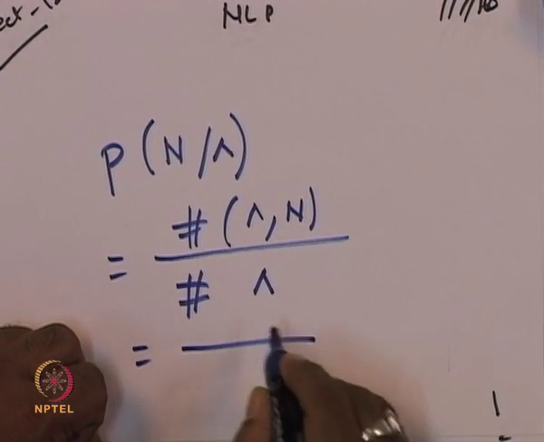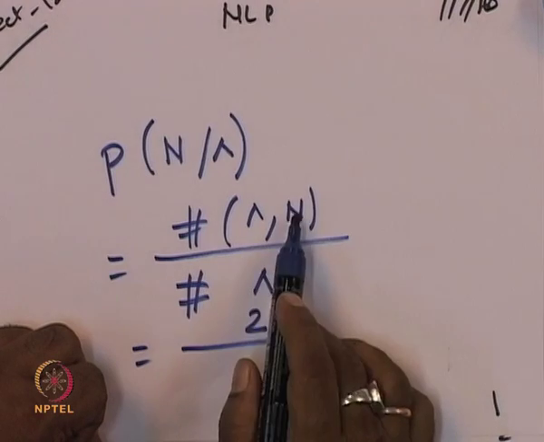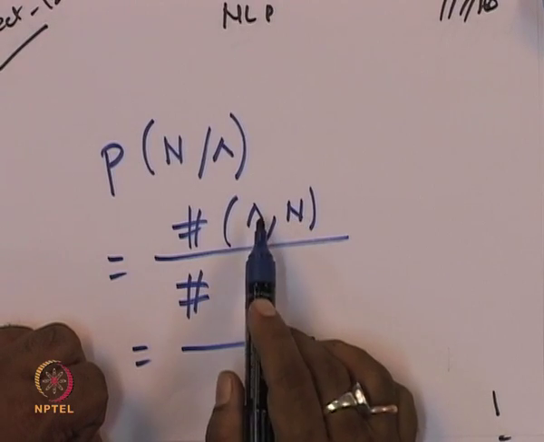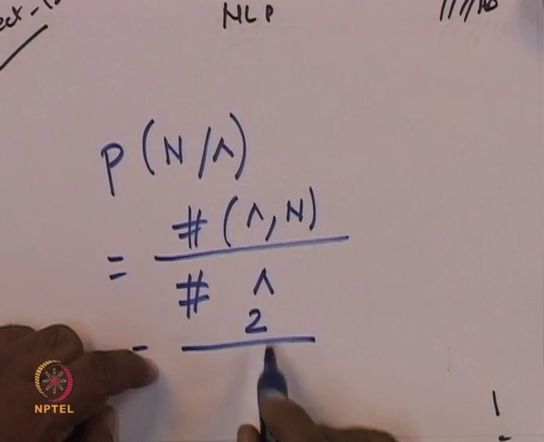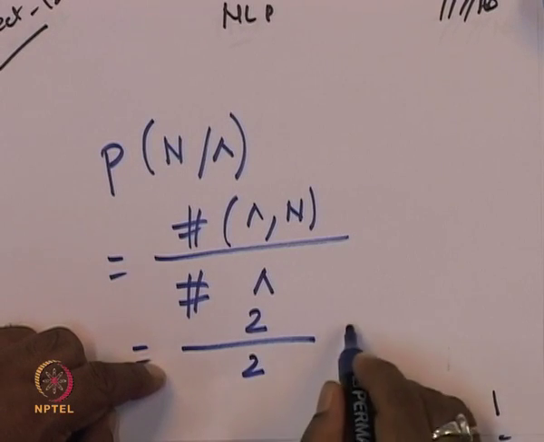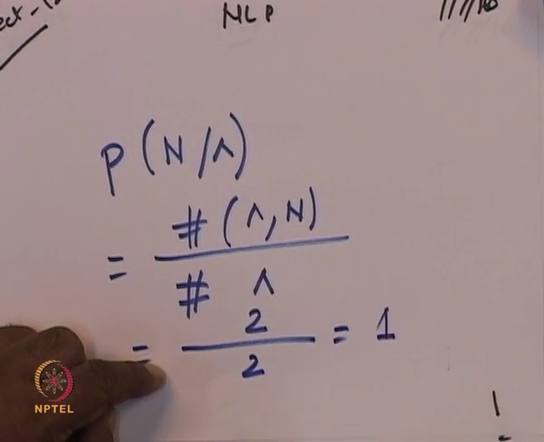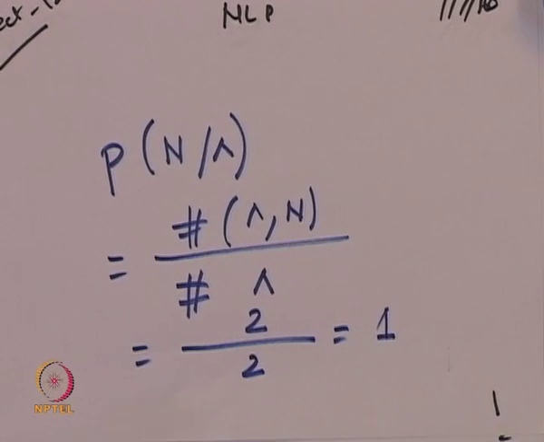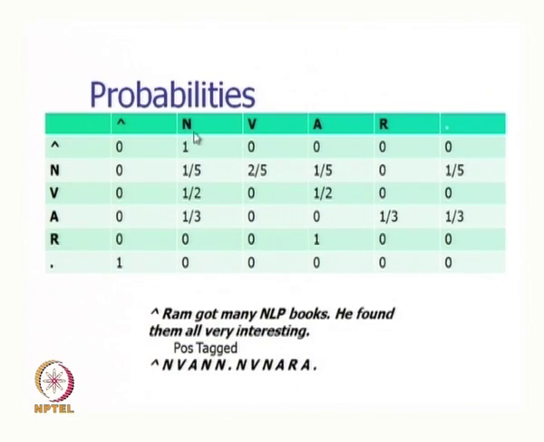This we know happens 2 times. Noun is preceded by hat 2 times in the corpus, and hat also appears 2 times, therefore, this is equal to 1. Okay. So, this is the way it is calculated. We will remember this formula and we can look at the table now. So, the probability of noun preceded by the hat is 1, fine.